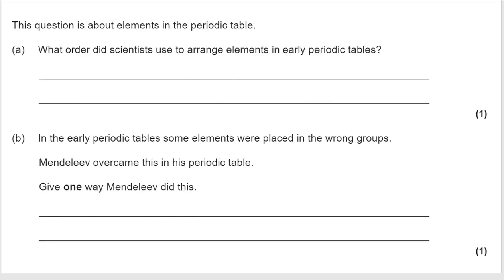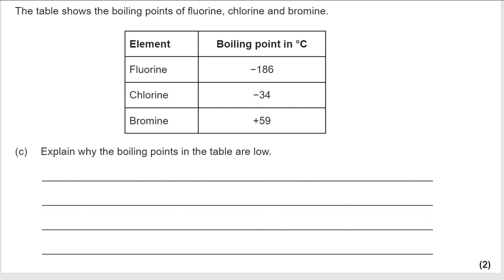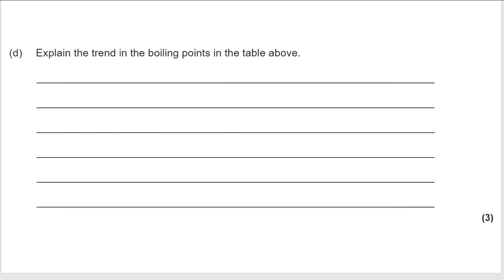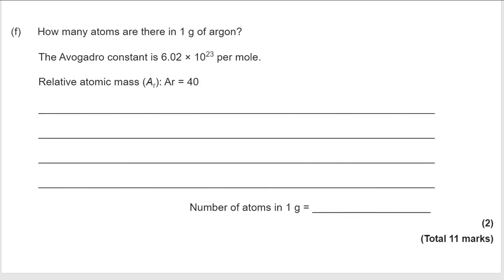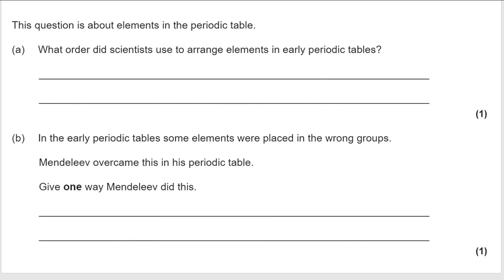So here are parts A and B, part C, part D, part E, and part F. In total, an 11-mark question. So let's go back and review. The question is about elements in the periodic table.